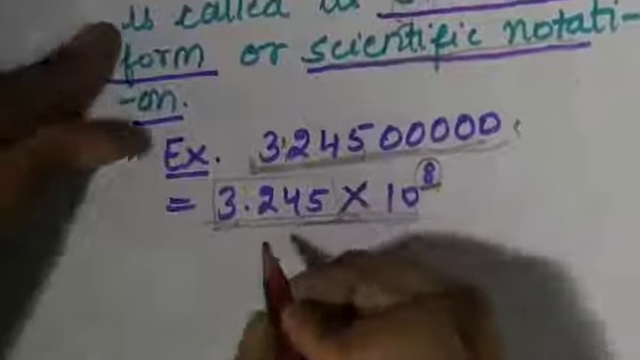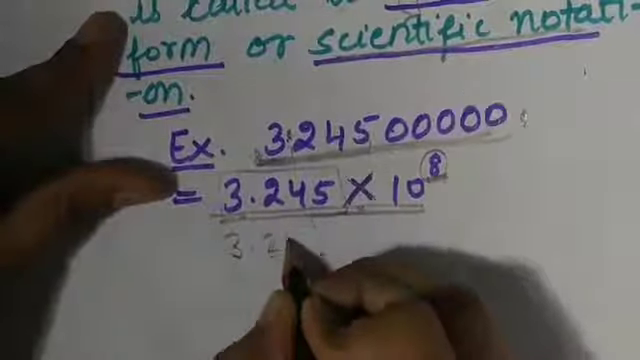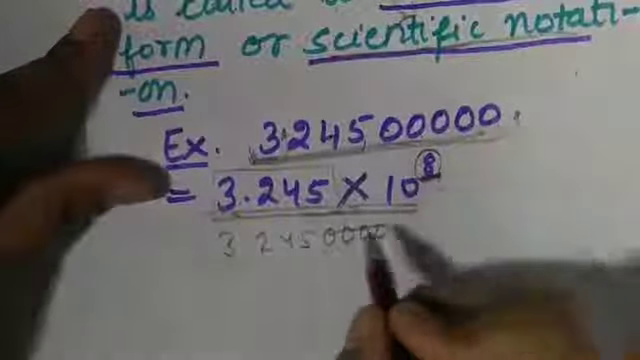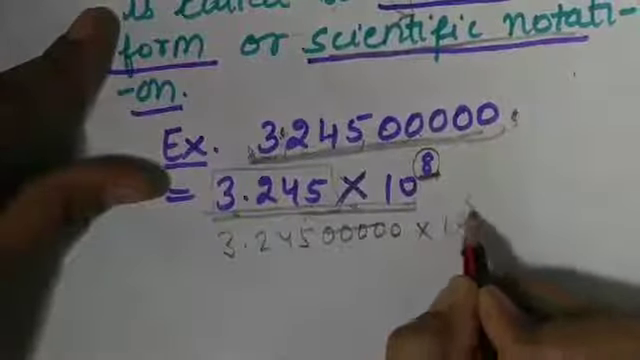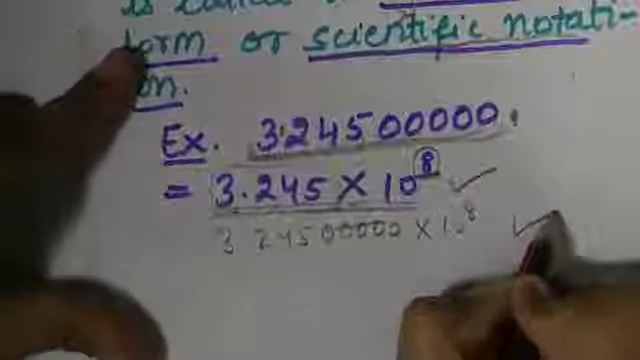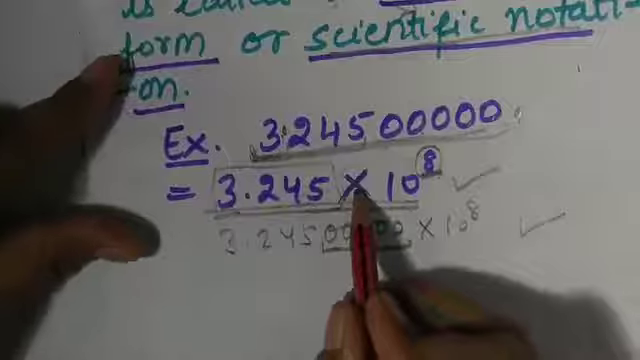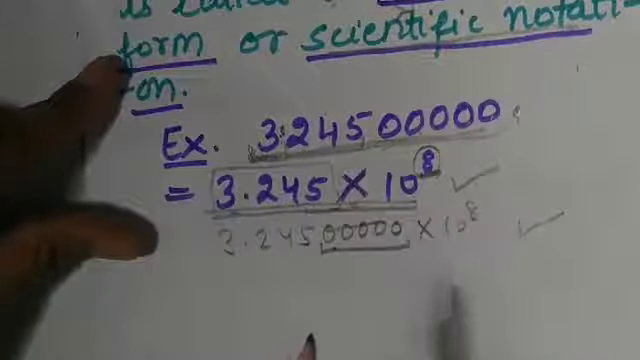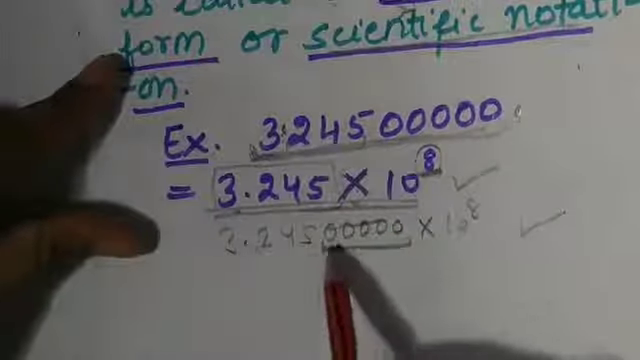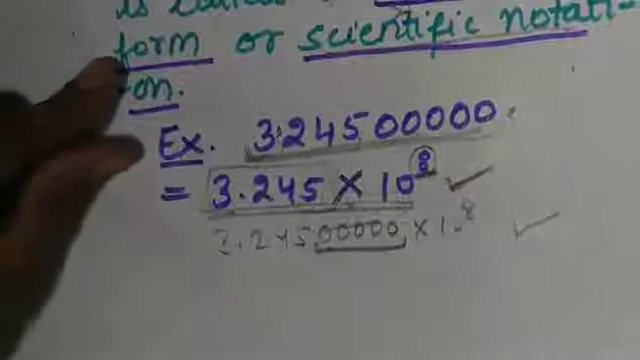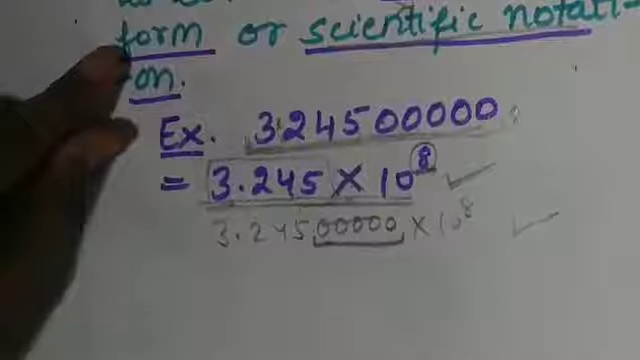It's up to you if you write the same number as 3.2450000 times 10 to the power 8. These are the same thing, because you can put these zeros at the end also, and if you are not putting them, that is also correct, because after the decimal, zeros at the end do not have any value. So this is the standard form. So this is all about the summary.